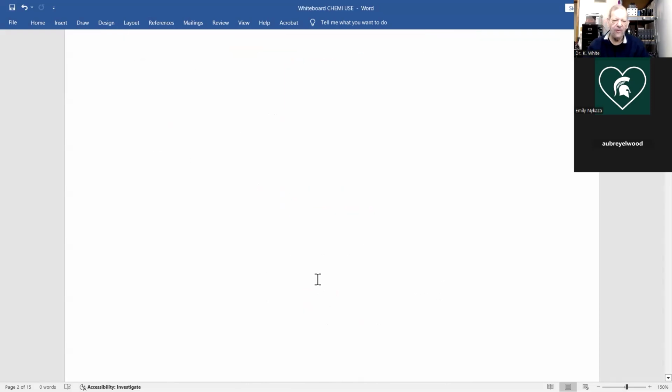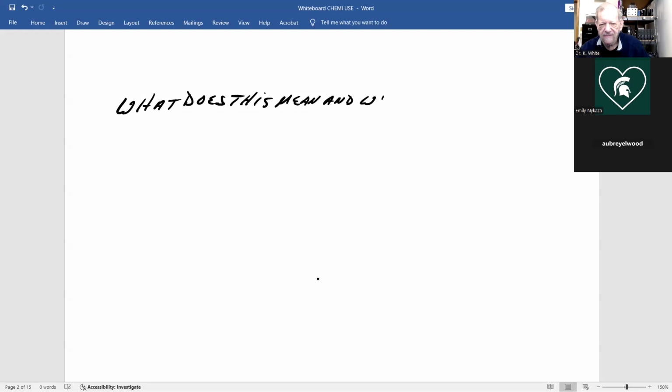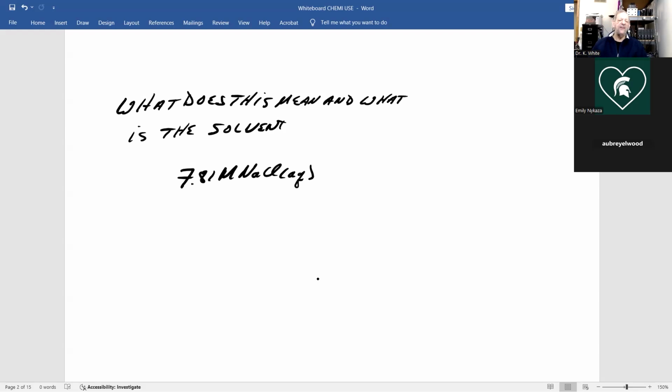And you should know, what does this mean? And for this one, the question is, what does this mean? And what is the solvent of that solution?